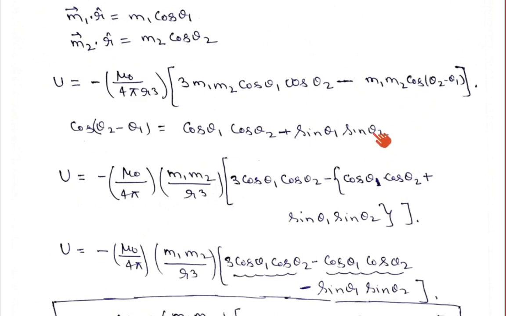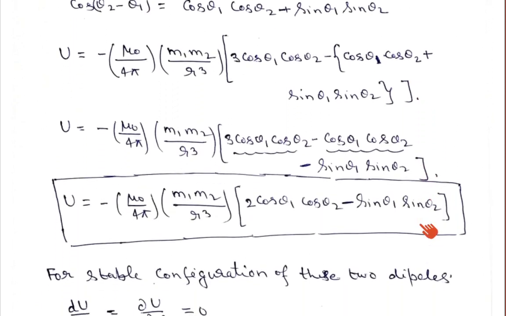So if we substitute this value, what we will get is U equal to minus mu 0 upon 4 pi m1 m2 upon r cube. Here I have taken m1 m2 outside, since m1 m2 is there in both terms. That is why I have written minus mu 0 upon 4 pi m1 m2 upon r cube. So what will be remaining? The 3 cos theta 1 cos theta 2 remains, and then minus, in bracket, cos theta 1 cos theta 2 plus sin theta 1 sin theta 2, bracket close and large bracket close. Okay.